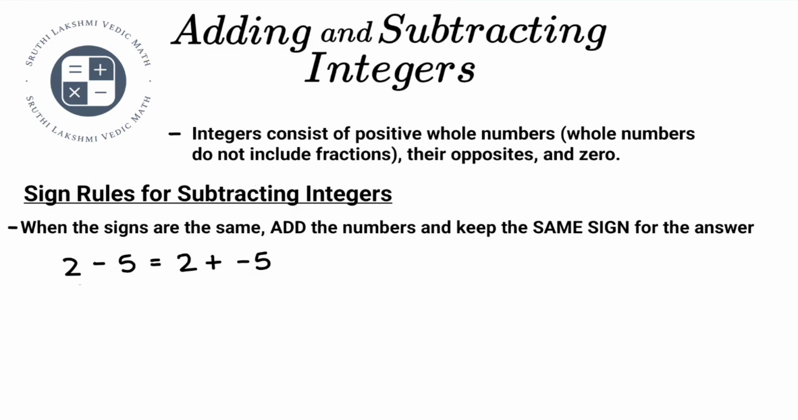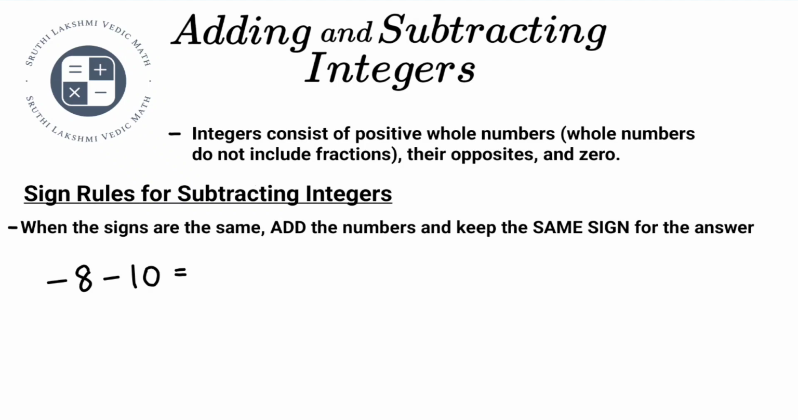Now let's apply the sign rules for adding integers. So when the signs are different, we know that we subtract the smaller number from the larger one. So 5 minus 2 is 3. And we take the sign of the larger number. The larger number here is 5, and its sign is minus. So 2 plus minus 5 equals negative 3.